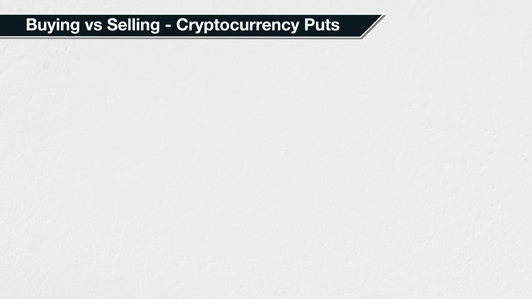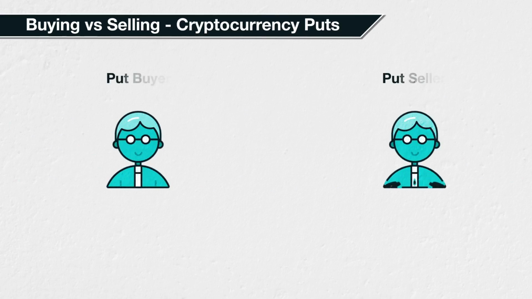On Deribit, it is possible to both buy and sell all the cryptocurrency options available, including the Bitcoin put options. Apart from any trading fees, an option contract is a zero-sum game. Any profit made by a put option buyer will result in an equal loss made by the put option seller. Conversely, any loss made by the put option buyer will result in an equal profit made by the put option seller.